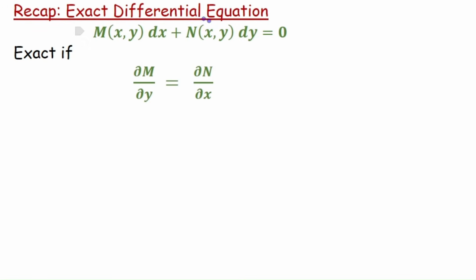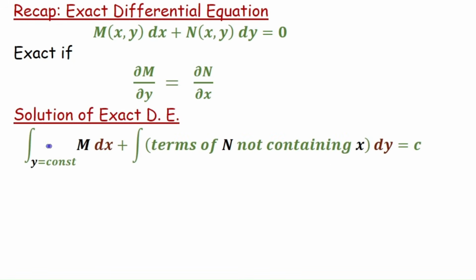A differential equation of this form is called exact if the partial derivative of M with respect to y is equal to the partial derivative of N with respect to x. And once we have the differential equation as exact, we can write its solution as integration of M with respect to x keeping y as a constant plus integration of N, provided no terms containing x, with respect to y is equal to c. Now, if these partial derivatives are not equal, then the differential equation is not exact.